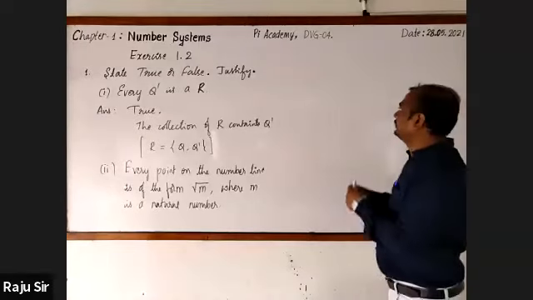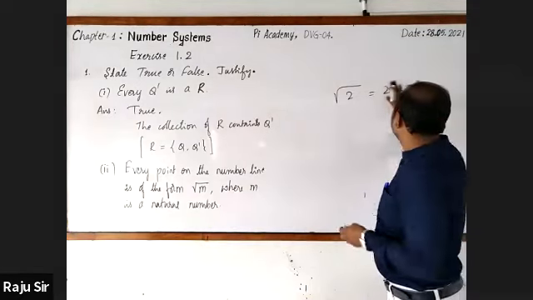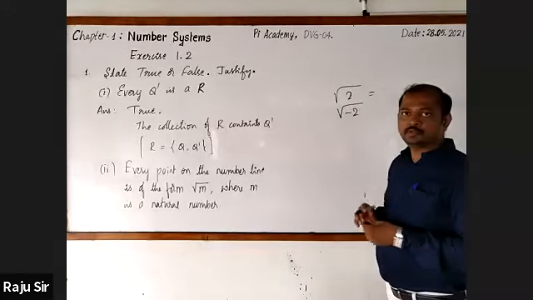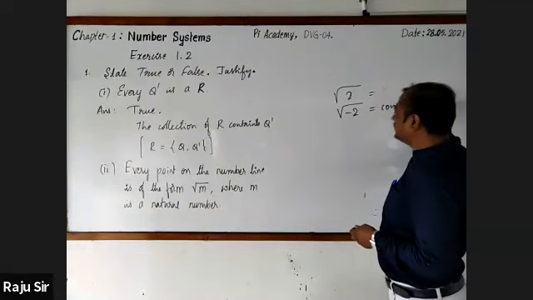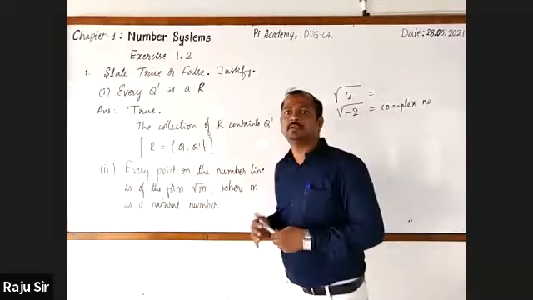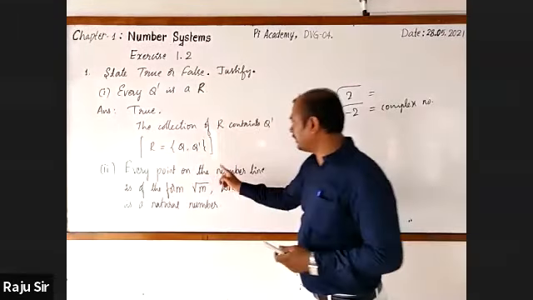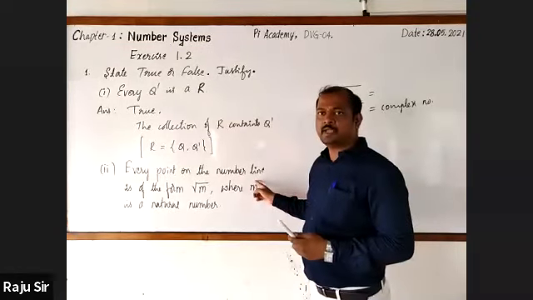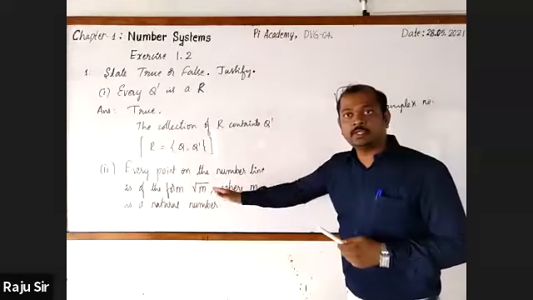You are telling that if root 2 is there, it has some value. If it is square root of -2, then it is a complex number, of course. But is it the reason for this statement? Every point on the number line is of the form root m.